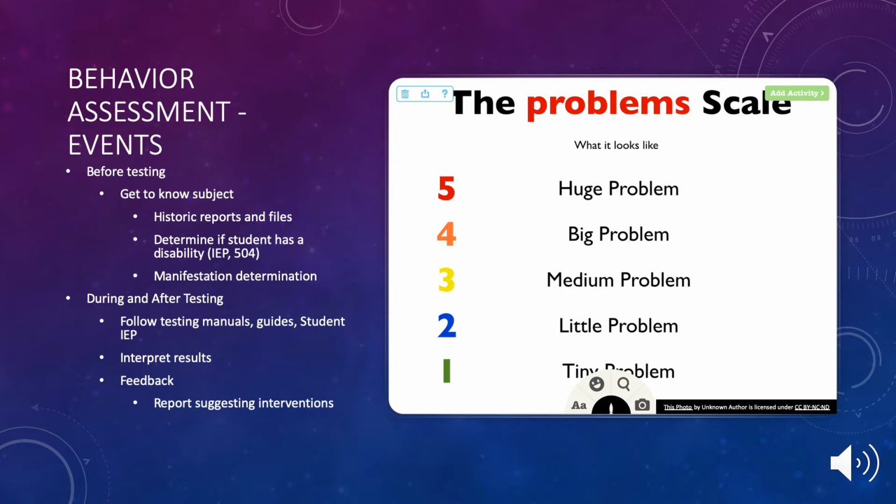So before testing, you want to get to know the student, look at historical data, maybe behavior reports or office referrals. You're going to determine if the student already has a documented disability, because that can change the way things work, and might trigger the requirement of a manifestation determination. During and after testing, you're going to follow all the manuals for your testing tools and the student IEP, and you're going to interpret the results and give some feedback in the form of a report.